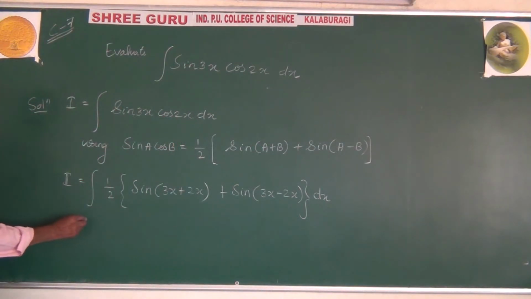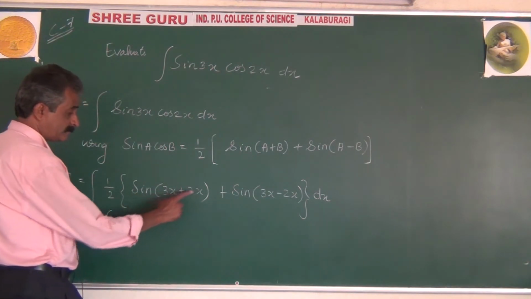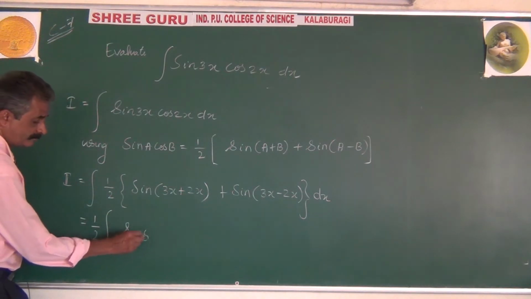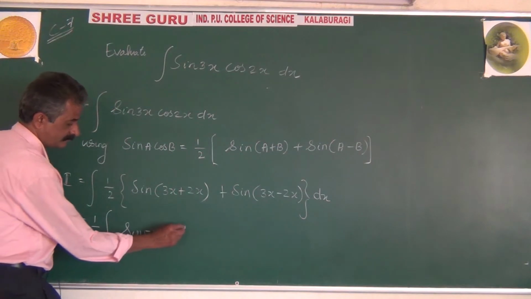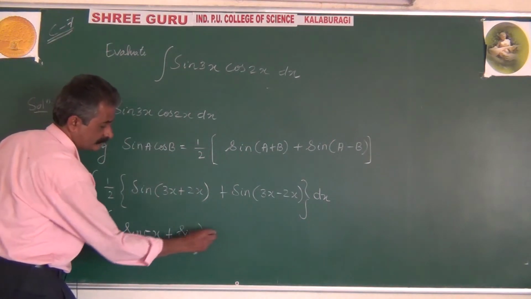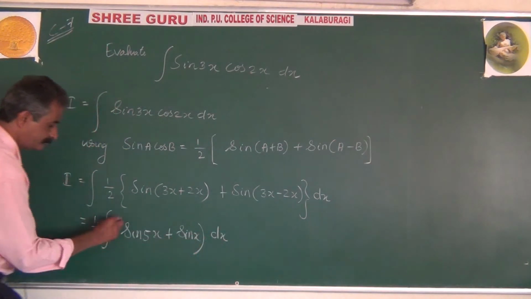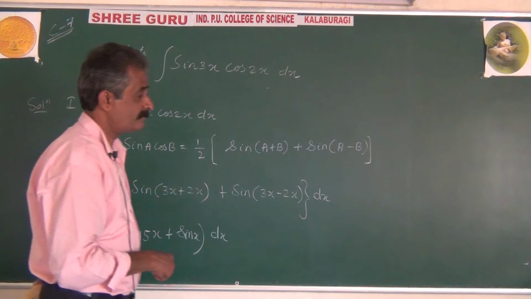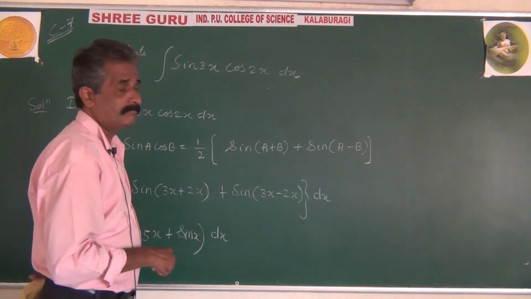Let's keep 1 by 2 outside the integration. Inside the integration, sine of 3x plus 2x is 5x, so sine 5x plus sine x. Now easily we can decompose into two integrations because of the sum of two functions we have. So let's break the integration.